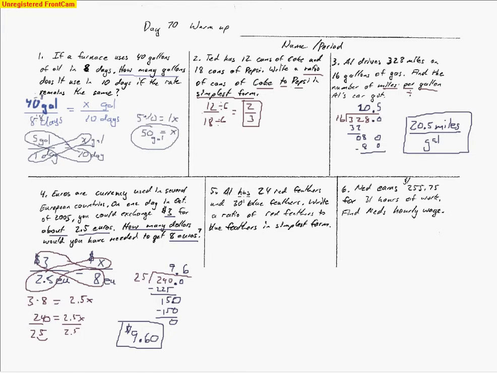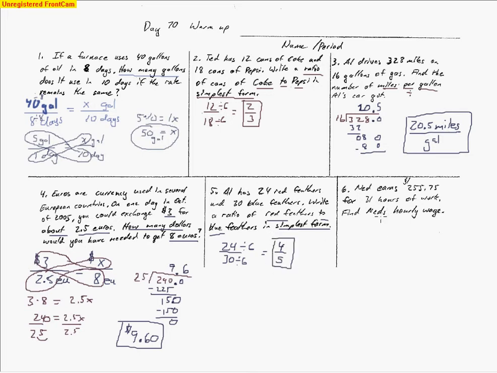Al has 24 red feathers and 30 blue feathers. Write a ratio of red to blue. So red needs to go on top, 24 on top. Blue goes on the bottom, 30. Now this needs to be in simplest form, so we need to take out that common factor. Again, 6 will do it, leaving us with 4/5.